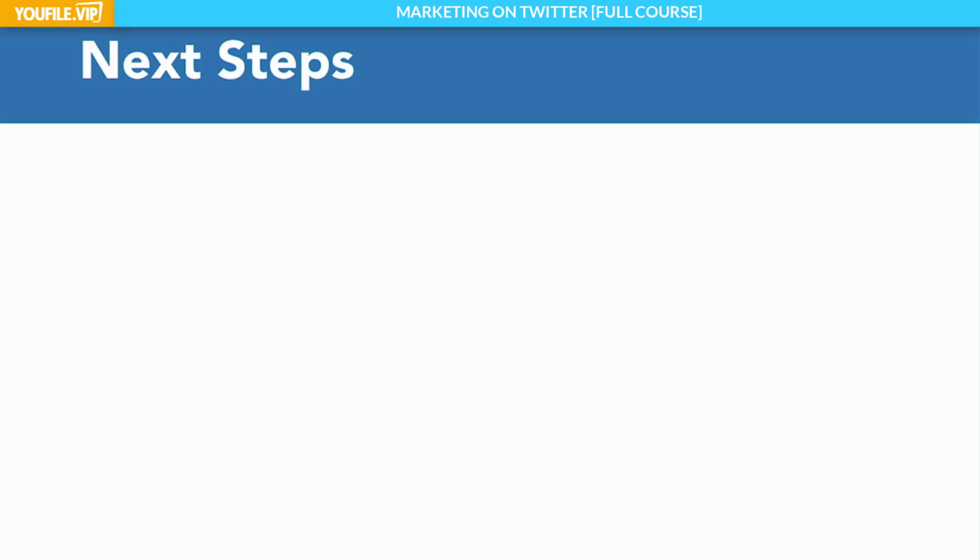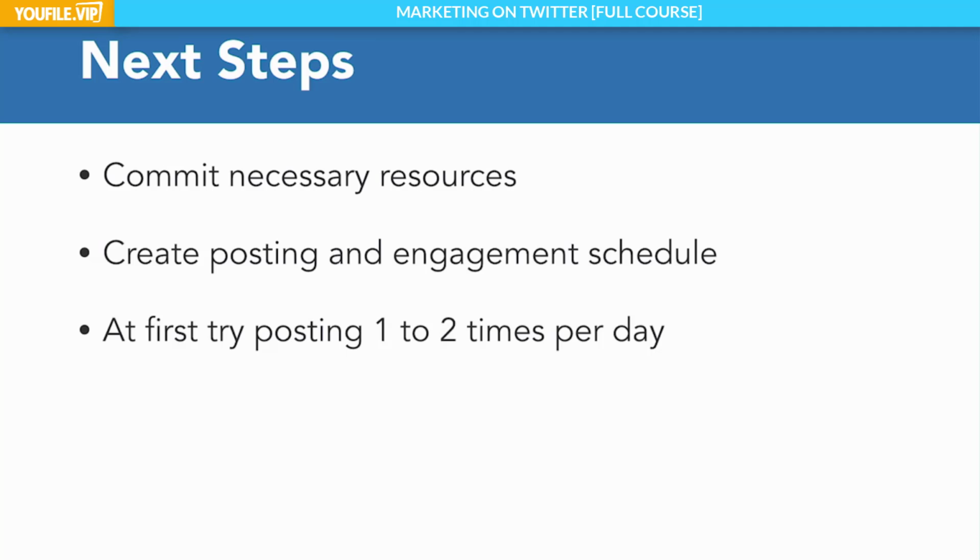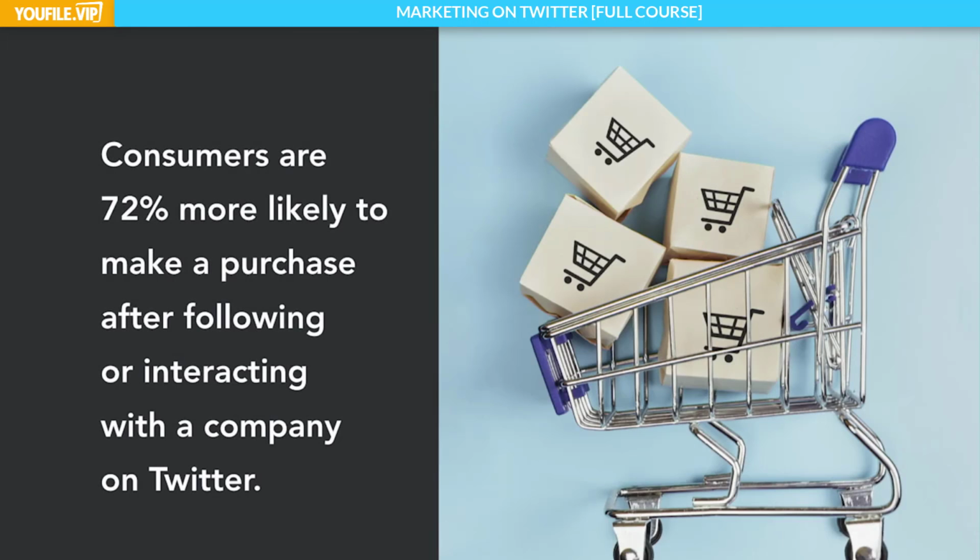The first step for any business looking to use Twitter as a marketing platform is to determine if you're willing to commit the necessary resources to maintain your presence on Twitter. As a starting point, decide to interact once or twice per day at a minimum until you see what works best for your business. With the right level of commitment, businesses can see great results. Twitter claims that people are 72% more likely to make a future purchase from a business after they follow or interact with them on Twitter.